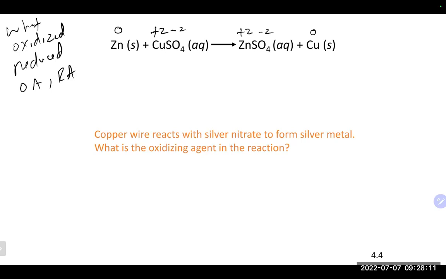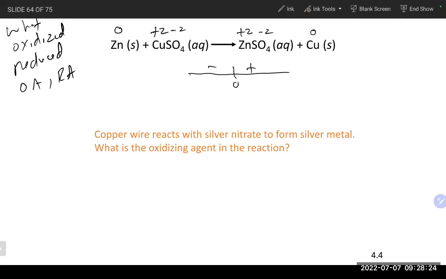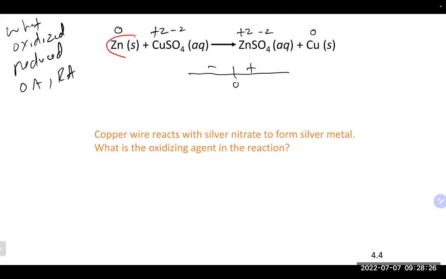So again, if you're not sure, we can follow the oxidation states up there on top. Again, you can make your little number line if you like to help you out. Let's start with the zinc. So our zinc here is going from 0 to really +2 in this case. So it's going from 0 to +2, which would mean in that direction it is actually becoming more positive. It is the zinc that is going through oxidation in this case.